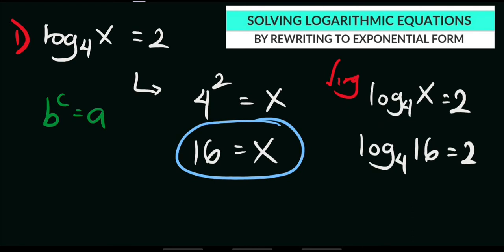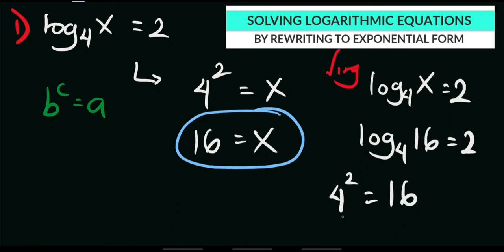If you want to double check this with the use of exponential form, it will give us 4 squared is equal to the inside value, which is 16, and obviously 4 squared is equal to 16. And 16 is equal to 16, so that is correct. That means we have the correct answer. That is for our example number 1.